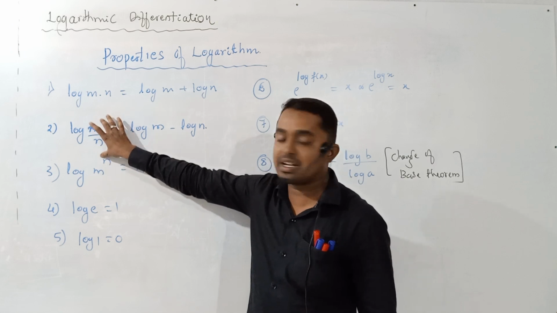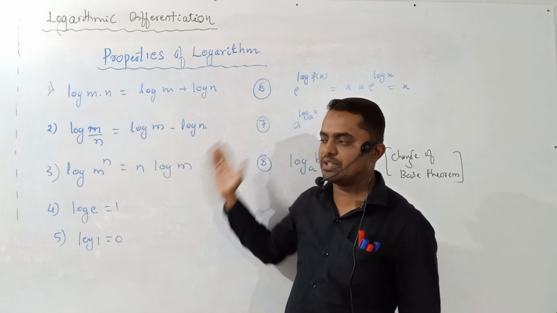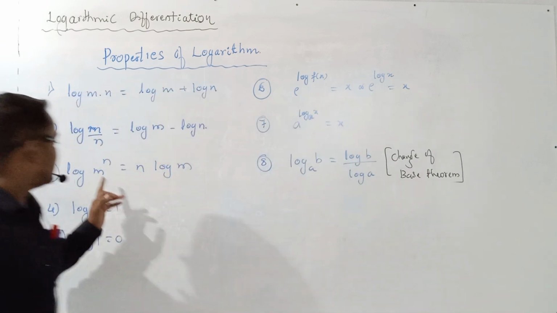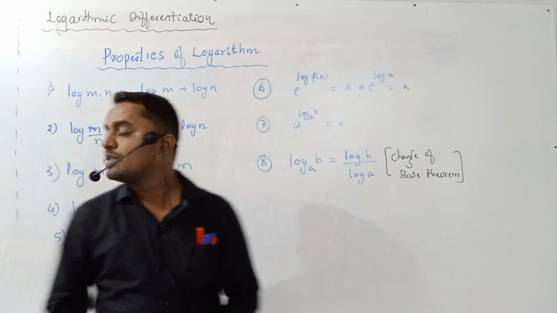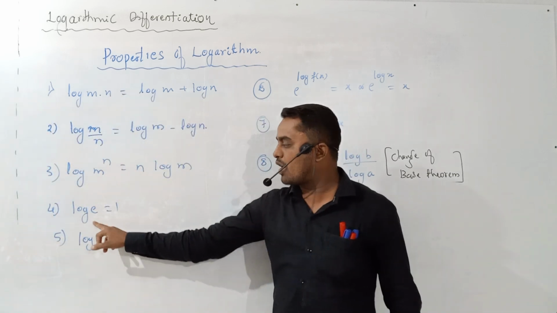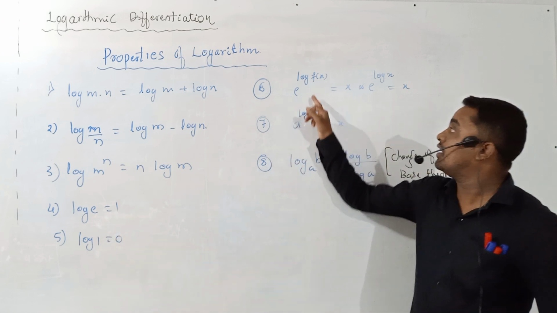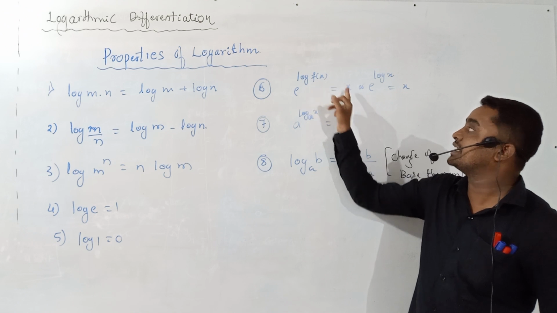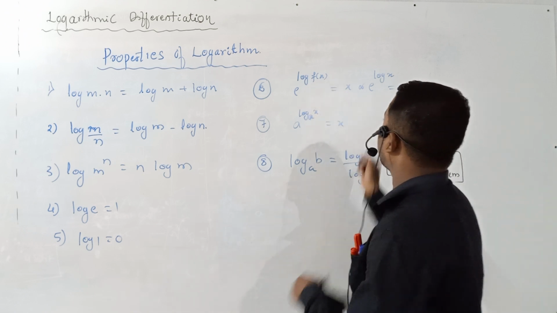If log m by n appears, at that time you have to use log m minus log n, then differentiate the function. Log m raised to n can be written as n into log m. Log m raised to n is nothing but n into log m. Log e means 1. Log 1 means 0. Then e raised to log f of x is equal to f of x.